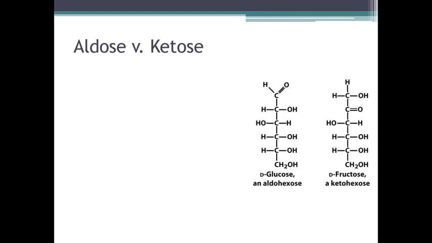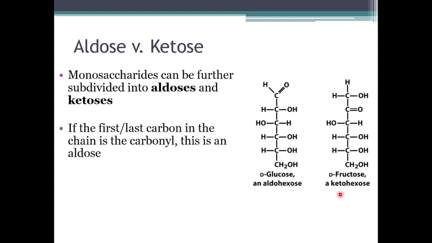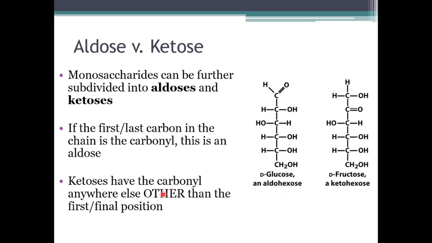Let us consider the difference between aldose and a ketose. Monosaccharides, as I said, can be further divided into aldoses and ketoses. If the first or the last carbon in the chain is a carbonyl, then it's an aldose. And if it's a Fischer projection, it's always the first carbon. If the first carbon is a carbonyl or an aldehyde, then it is an aldose. Ketoses have the carbonyl anywhere else other than the final position or the first position, as shown here. In fructose, the carbonyl is in the second position.